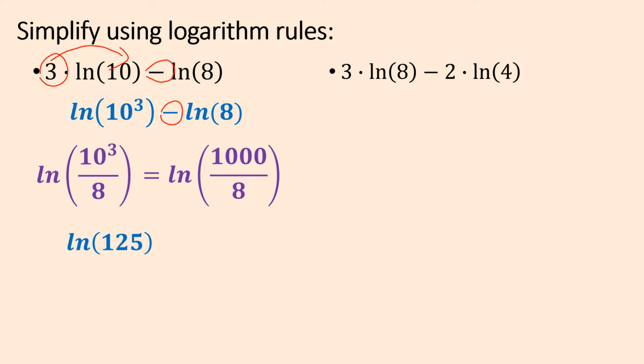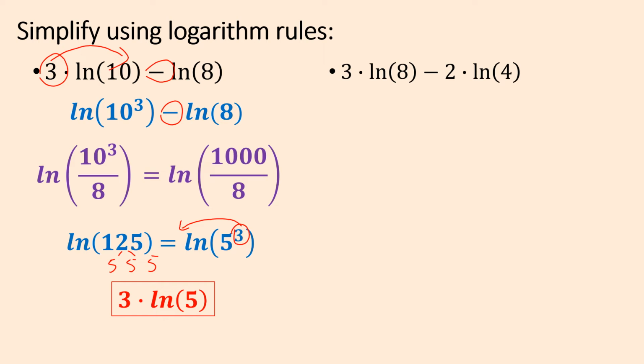And 1,000 over 8 we can simplify and make 125. So at this point we have it down to a single number. We're still not done though, because we can do a factor tree on this 125. We would get three 5s, which means we could rewrite that as 5 to the 3rd power. And as a last step, we want to take this exponent and move it out front. That's going to give us our final answer here. Fully simplified, this becomes 3 times natural log of 5.